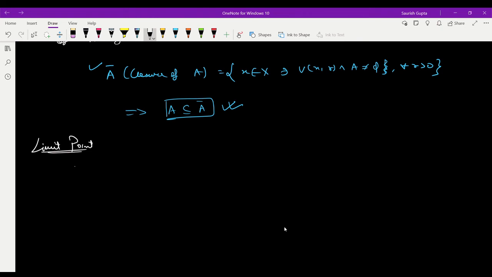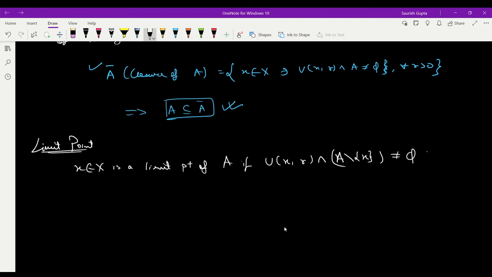So X is a metric space as declared earlier. So X belonging to X is a limit point of A if the ball with center at X and radius R, intersection A minus X, is non-empty for all positive numbers R. That is, there exists at least one element other than X in A.